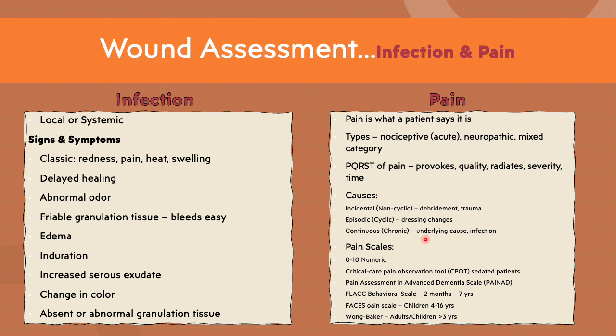There are different types of pain scales used to measure pain. We sometimes use the 0 to 10 for verbal patients, critical care observation tool for sedated patients, pain assessment for the advanced dementia scale, which is PAIN-AD, the FLACC behavioral scale for 2 months to 7 years, the FLACC pain scale, the FACES pain scale for children 4 to 16 years, the Wong-Baker pain scale for adult and children greater than.